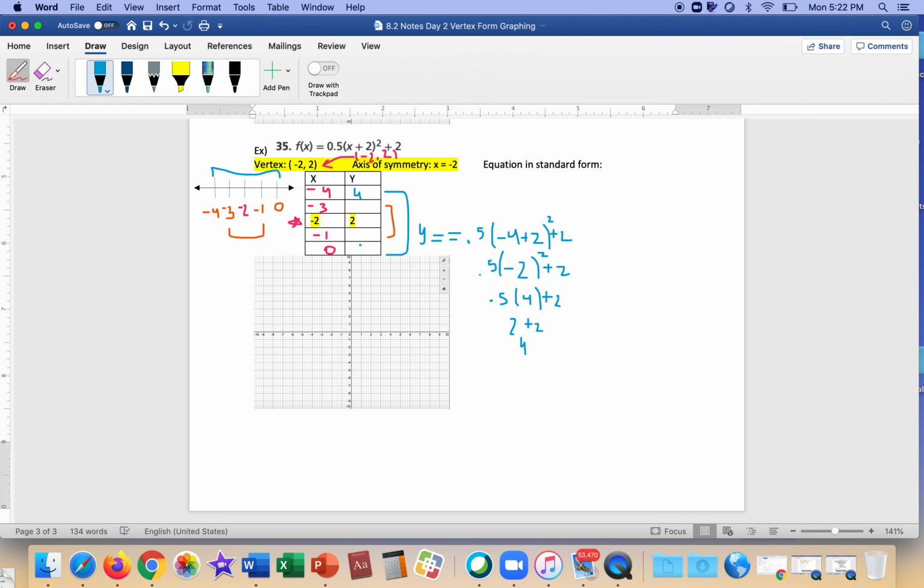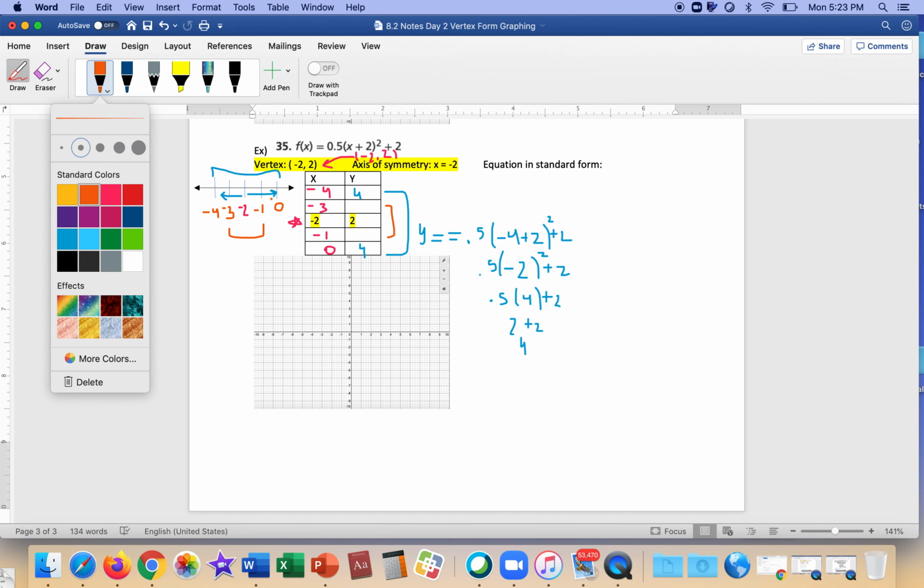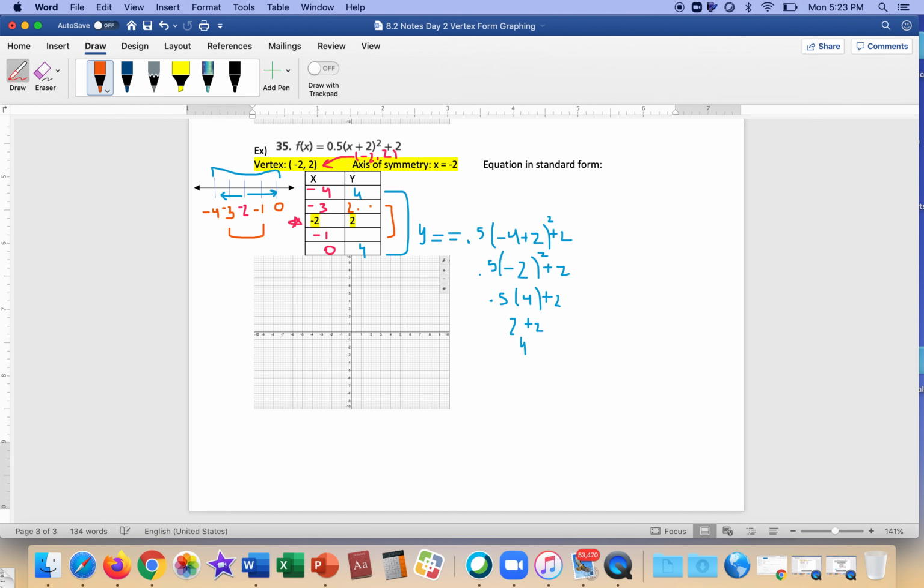And so I also know that 0 is going to be 4, because -4 and 0 are both 2 units away from the center. So their y's are going to be the same. So to save us a little bit of time, I already did this. If you plug in -3, you'll get out 2.5 as your answer, if you want to check. And if you plug in -1, you'll also get out 2.5. So now let's go and graph.